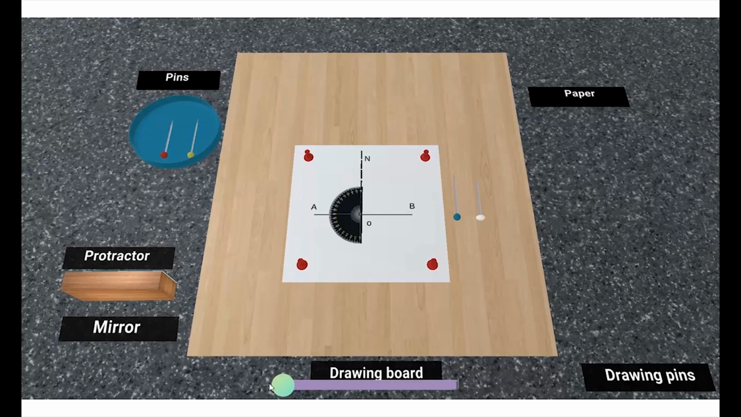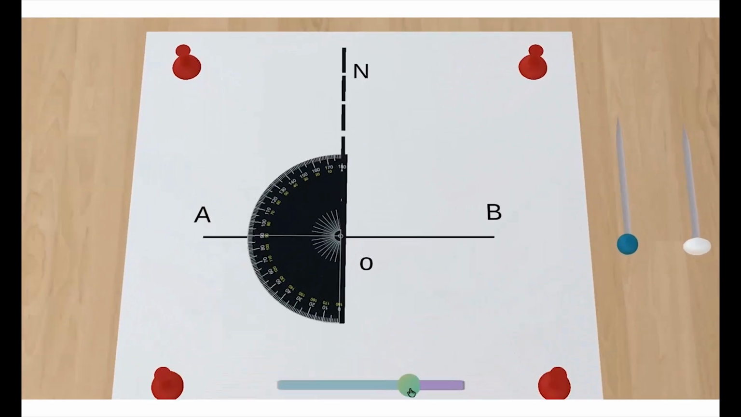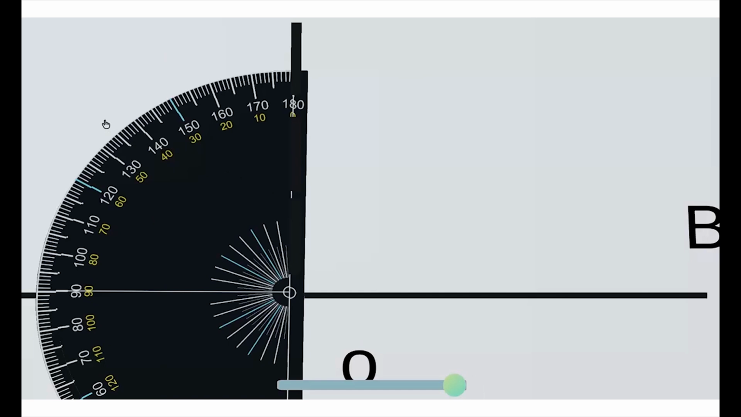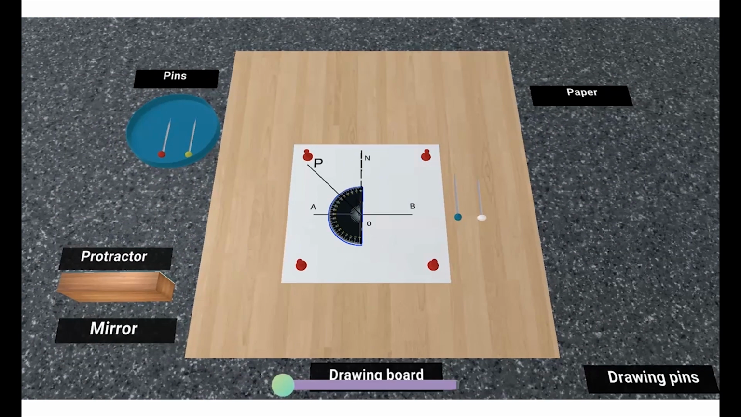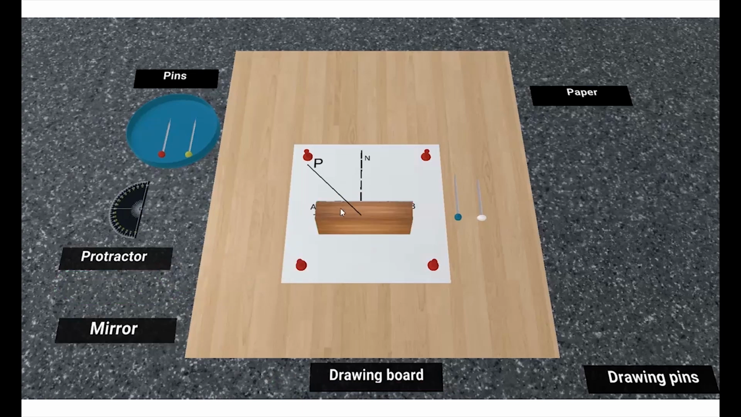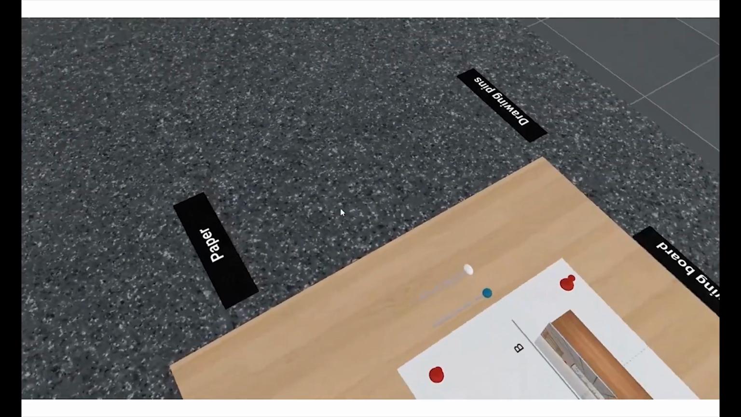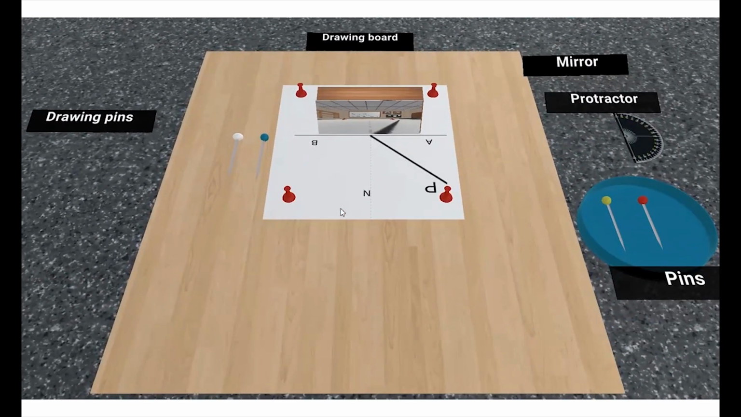Zoom in on the camera using the slider and mark the angle at 45 degrees. Zoom out the camera using the slider. Drag and drop the protractor on the table. Place a thin mirror vertically on line AB. Fix two pins P1 and P2 vertically at 2 points on the line PO separated by a distance of about 5 to 6 centimeters. Drag and drop the pins.